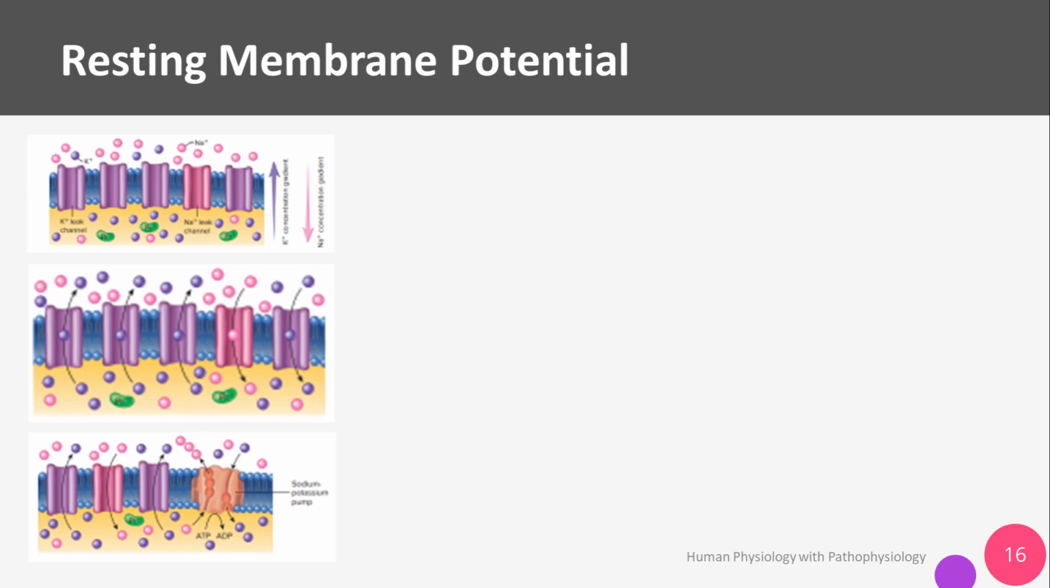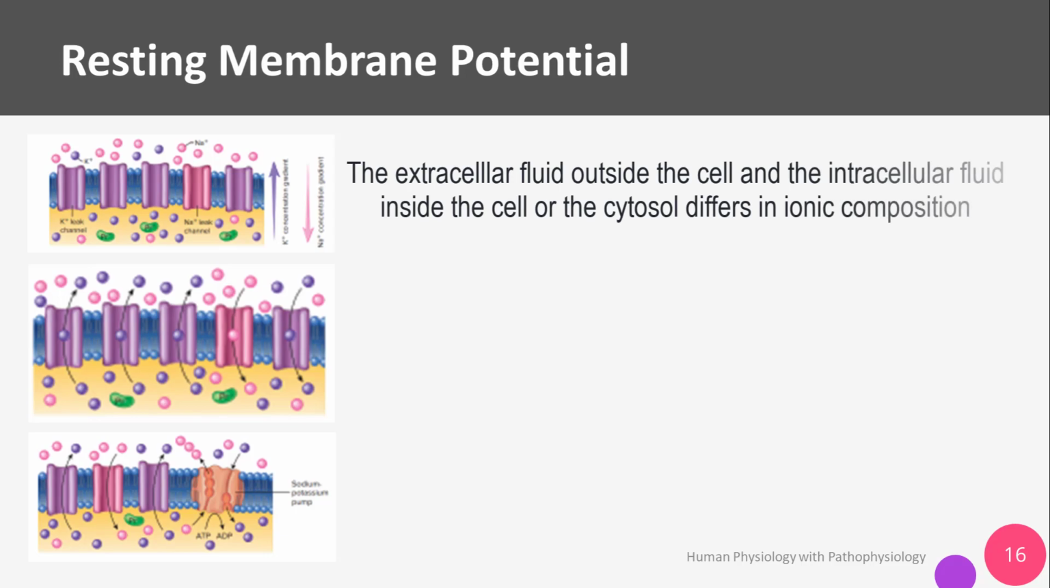Let us first discuss passive ion channels by discussing the resting membrane potential. A cell that exhibits a membrane potential is said to be polarized. And there are three important concepts for the resting potential. First, the extracellular fluid, or the fluid outside the cell, and the intracellular fluid, which is the fluid inside the cell, or the cytosol, differ in ionic composition.